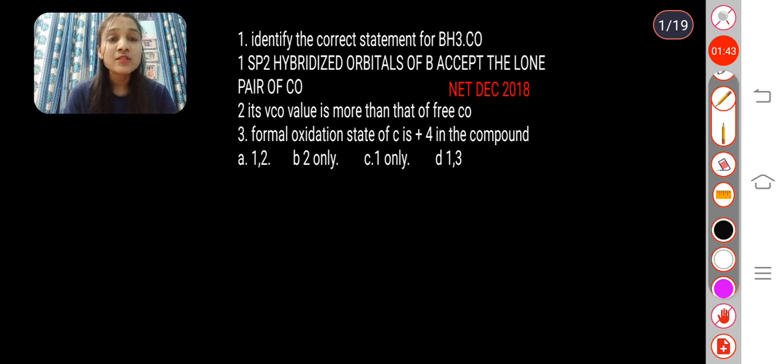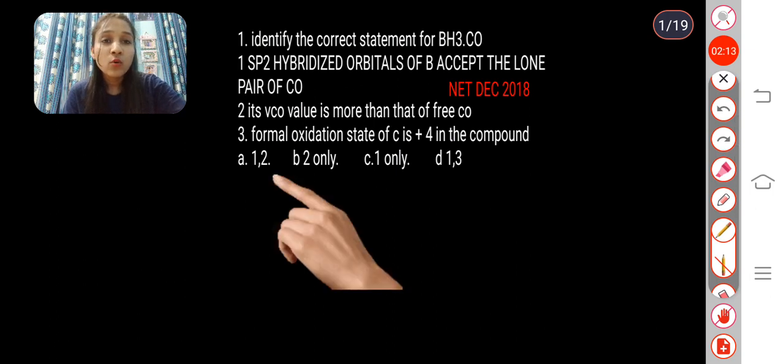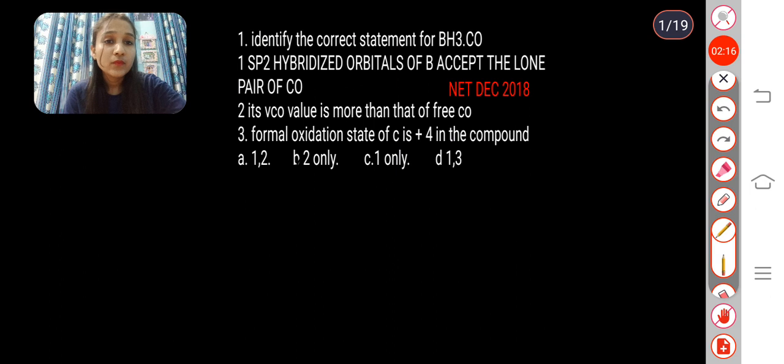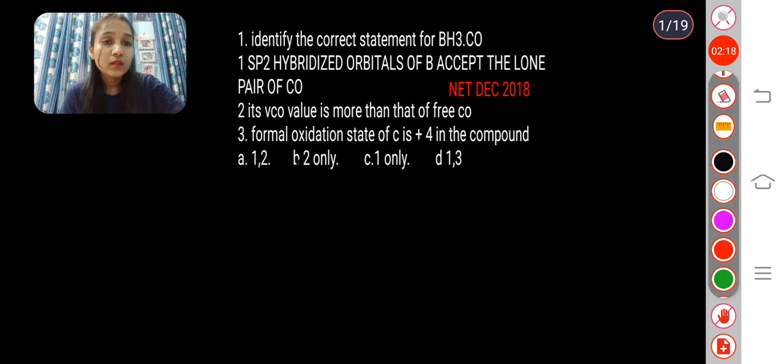If you want to watch the first part of the organometallic questions, then go to the description box and watch the video. So this second point is correct. Its nu CO value is more than that of free CO. Third, the formal oxidation state of C is +4 in the compound. This is also wrong, because the oxidation state is not 4. So the correct answer is number 2. Here only 2 is the correct answer, option B.